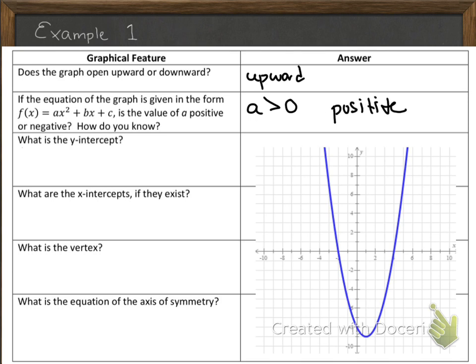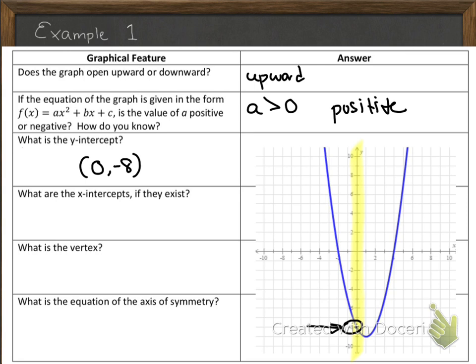Then it says, what is the y-intercept of the graph? Well, we don't really have to do any math. We can just look at the graph. So here is the y-axis. Where does the blue parabola intersect the y-axis? If you said it's at this point right here, that is correct. What is the ordered pair associated with that dot? Well, the ordered pair is x equals 0, y equals negative 8. So that is our y-intercept. Notice that these points have to be written as ordered pairs.